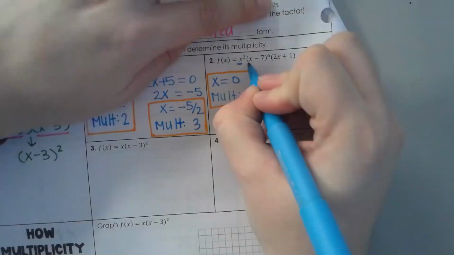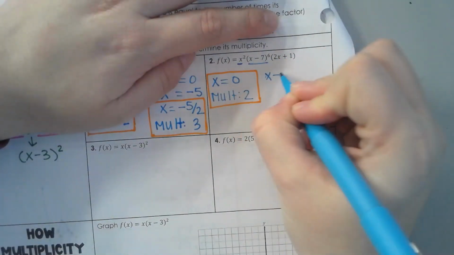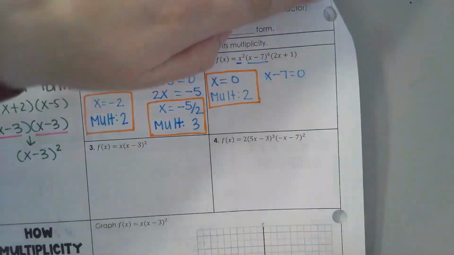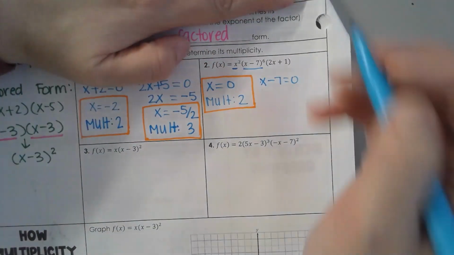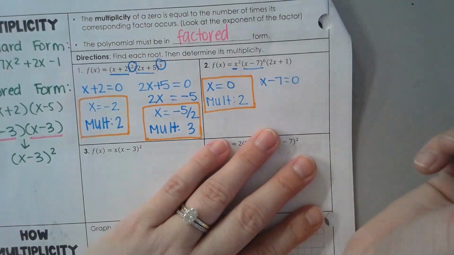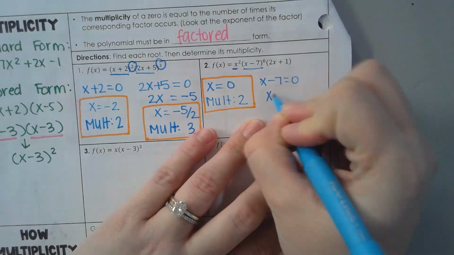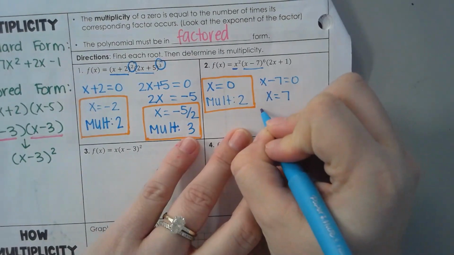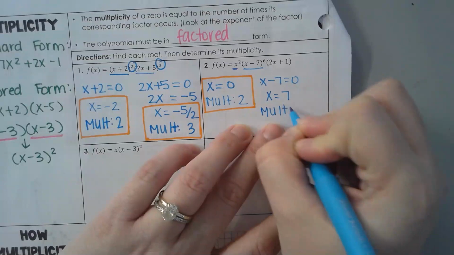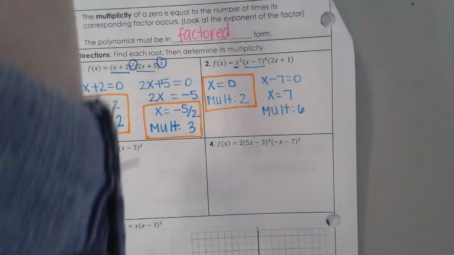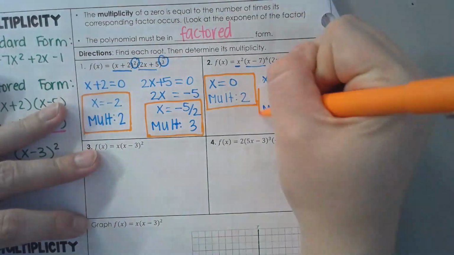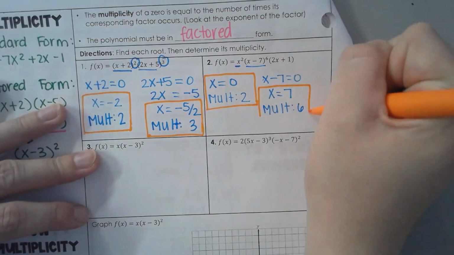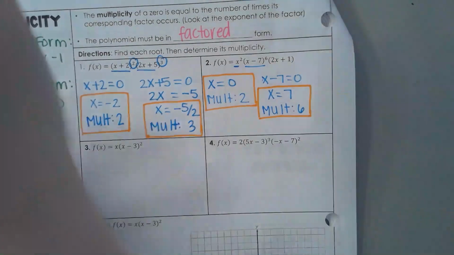Then I have x minus 7. And I add 7 to both sides to get x equals 7. And it has a multiplicity of 6. So that one technically counts as 6 x-intercepts.